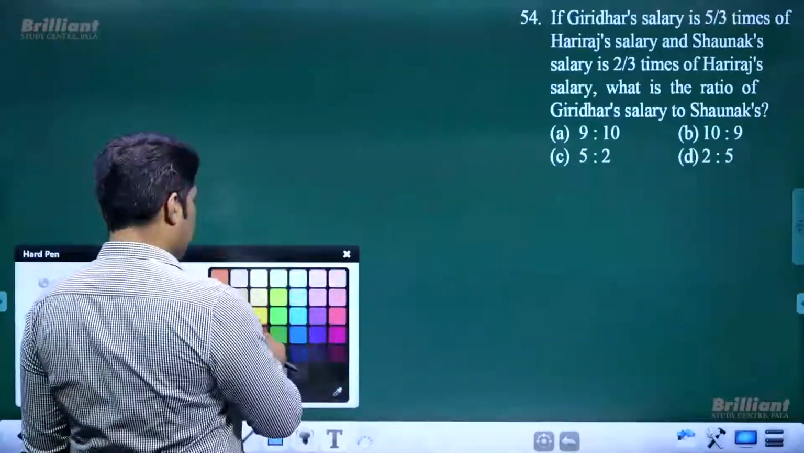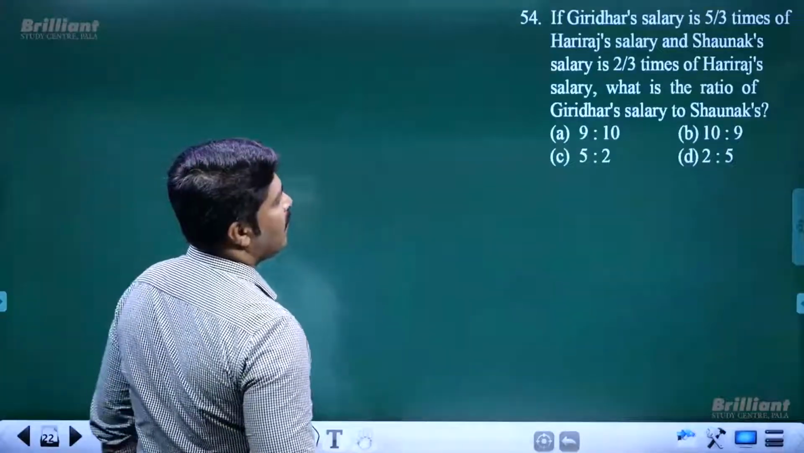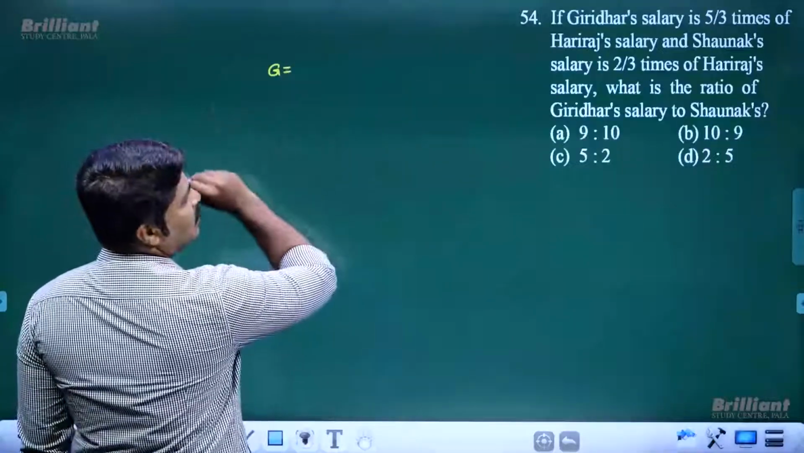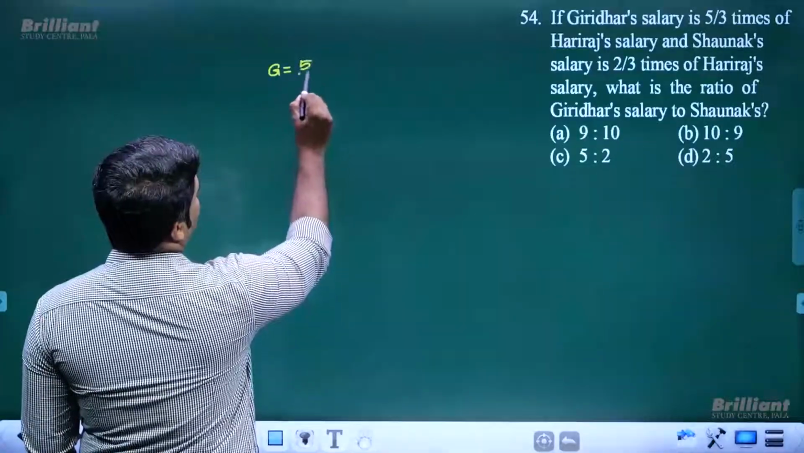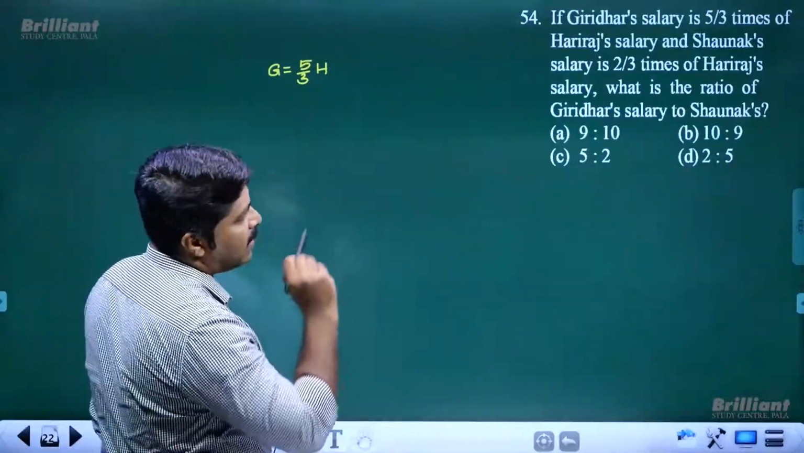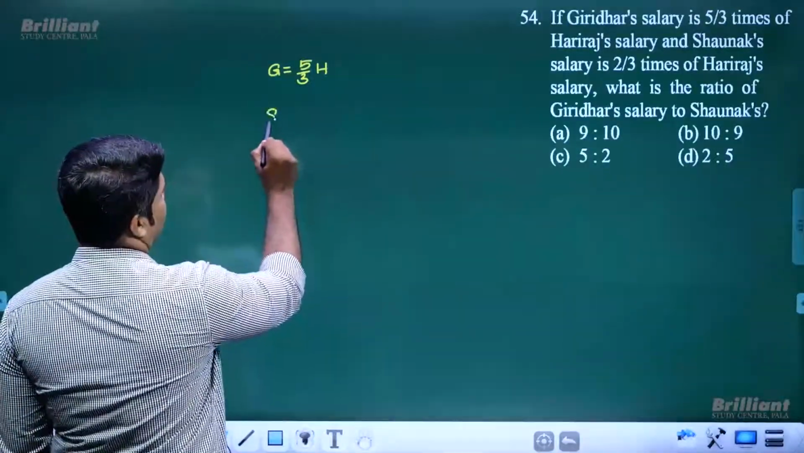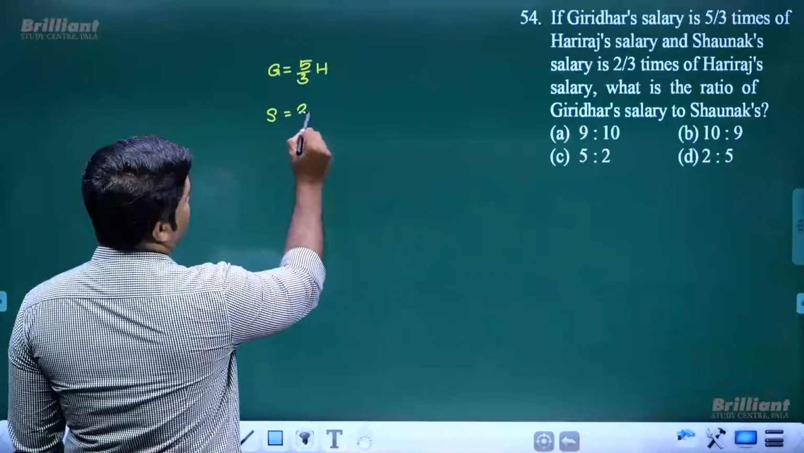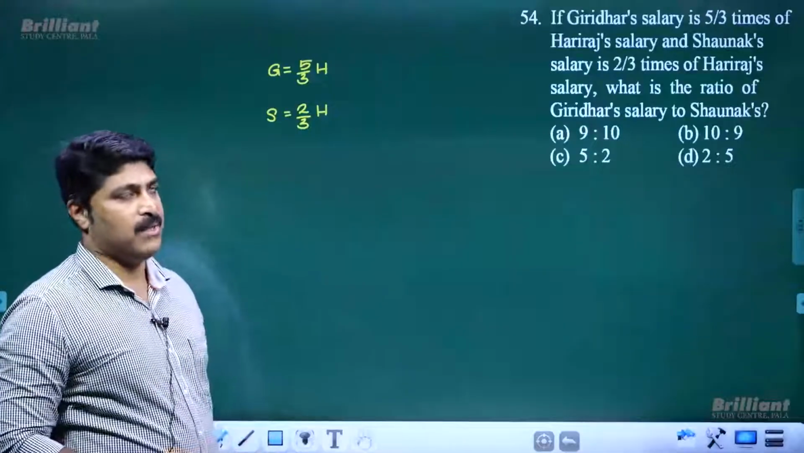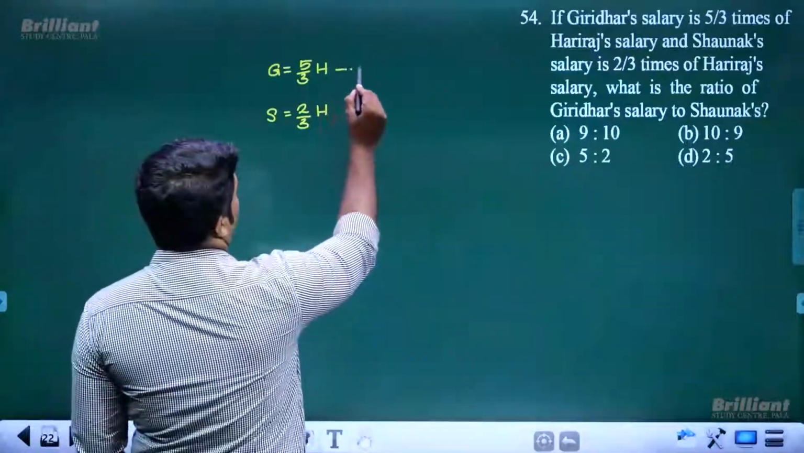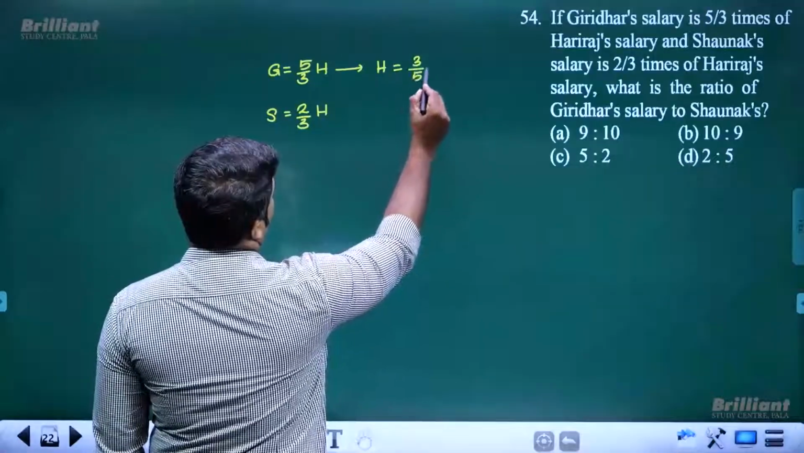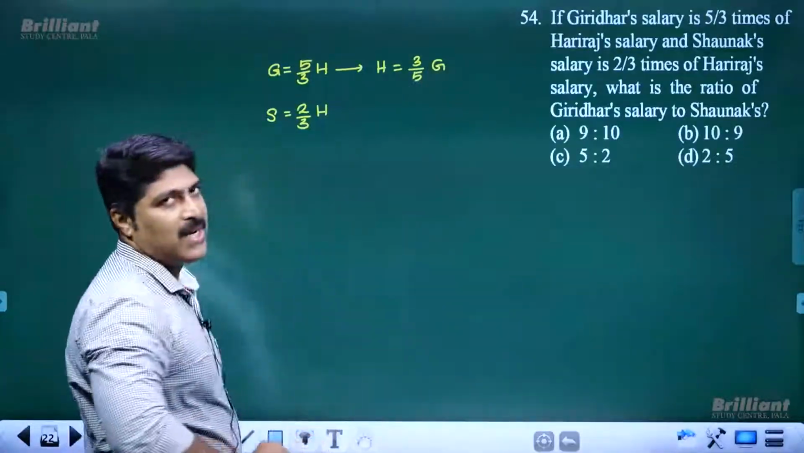So here the first step, Giridhar's salary is 5/3 times of Hariraj's salary. So therefore we can write it like this: G is 5/3 of H. Got it? And the second one, that is Shaunak's salary. So that is 2/3 of Hariraj's salary. So these are the two steps. From this step, we can rewrite it as H equal to 3/5 of G. Hope you got the logic clearly.